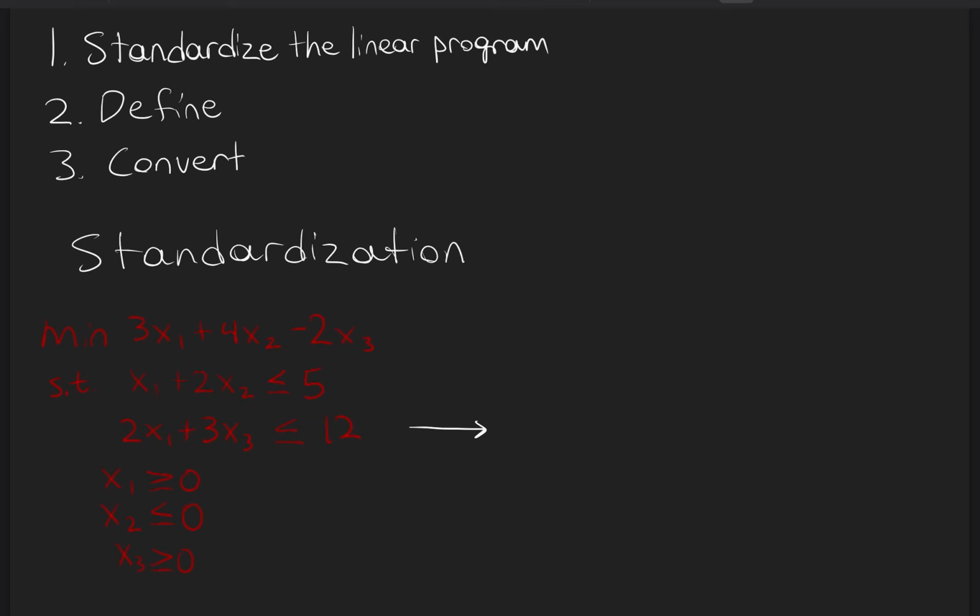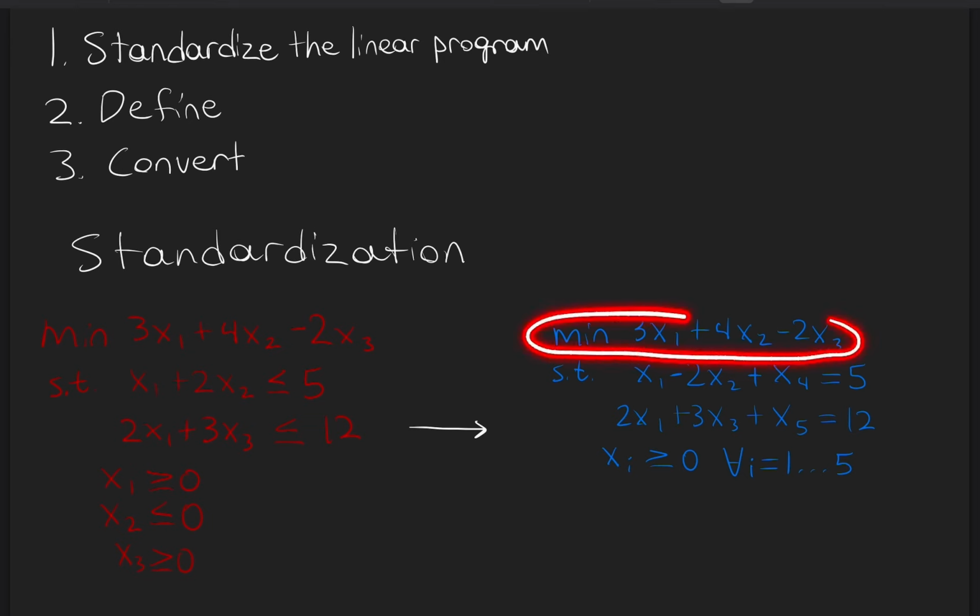If you want, you can go ahead and see if you can standardize this without my help using my video that I released a few days ago. But here is the answer in case you didn't know how to standardize it. So the objective function, we are not going to change that at all. We are going to change this 2x2 to minus 2x2, and we are going to make x2 positive instead. For here, it says that all x's are positive.